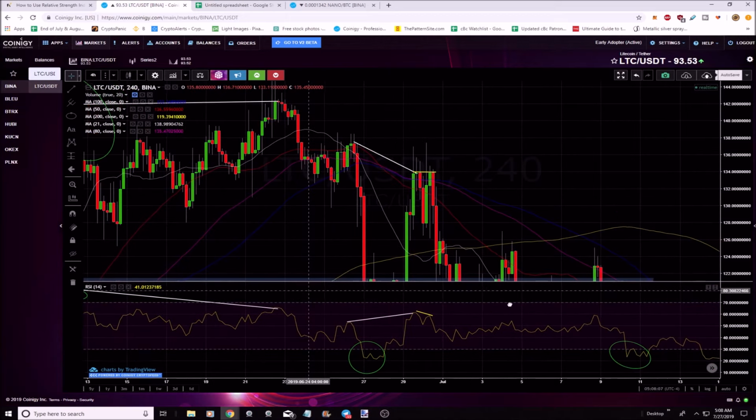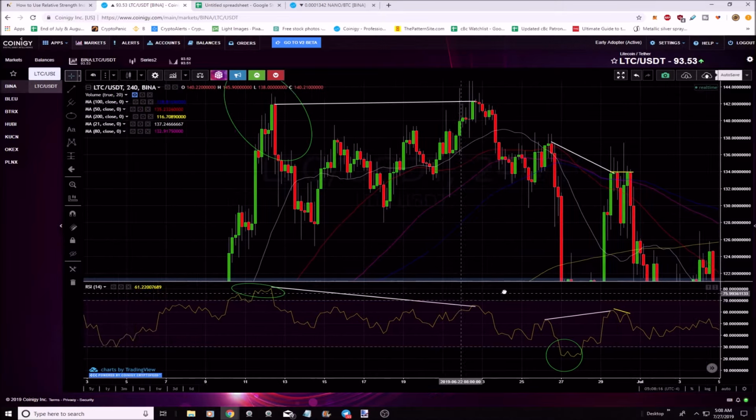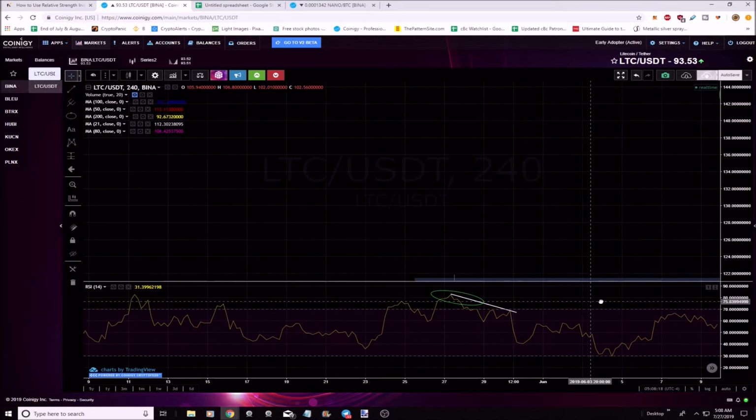I've got a whole video on bearish divergence. I'm going to link that right above right now so you guys can check out the bearish and bullish divergence. That's a whole different aspect. Kind of hard to wrap your mind around that, but let's finish talking about RSI.